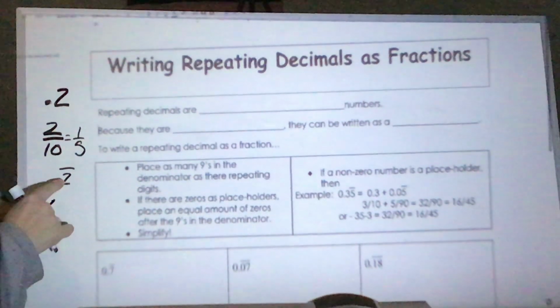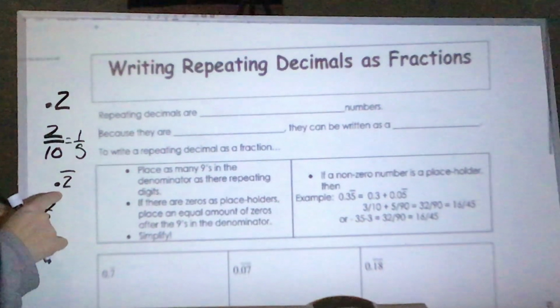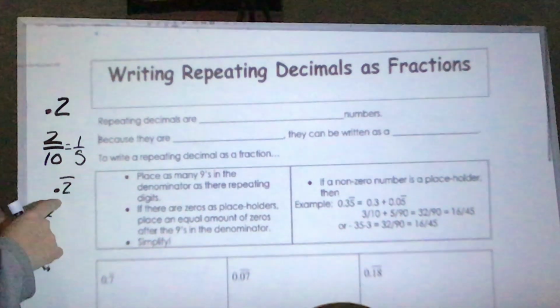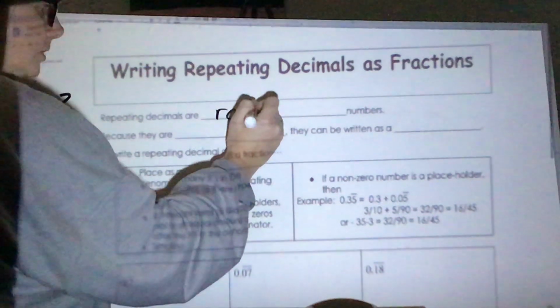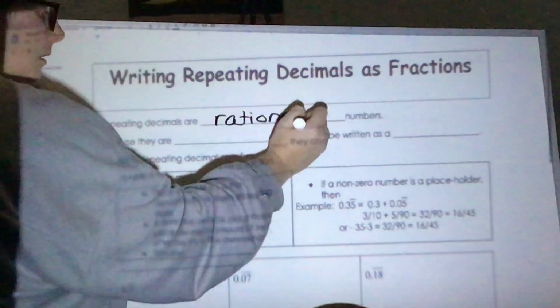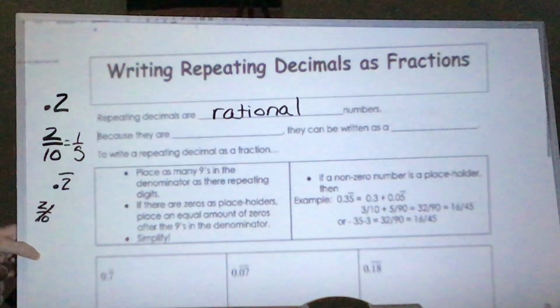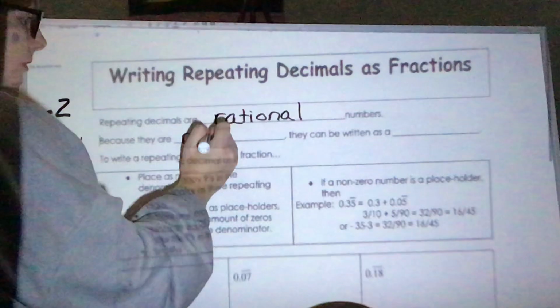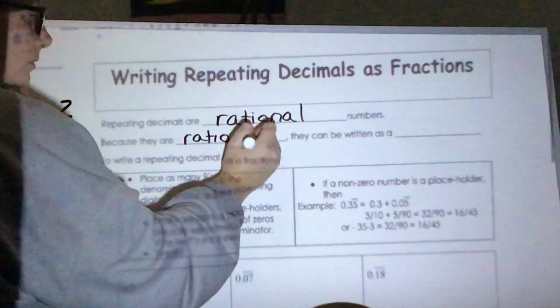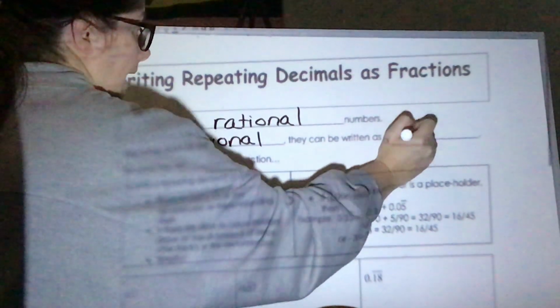So today we're going to go over what you do if you have a repeating decimal and you want to make it a fraction. Repeating decimals are rational numbers. We'll talk more about types of numbers next week. But it's a rational number because you can write it as a fraction. So because it is rational, they can be written as fractions.